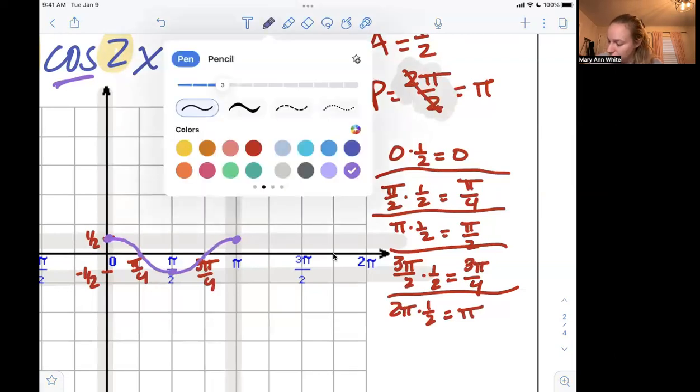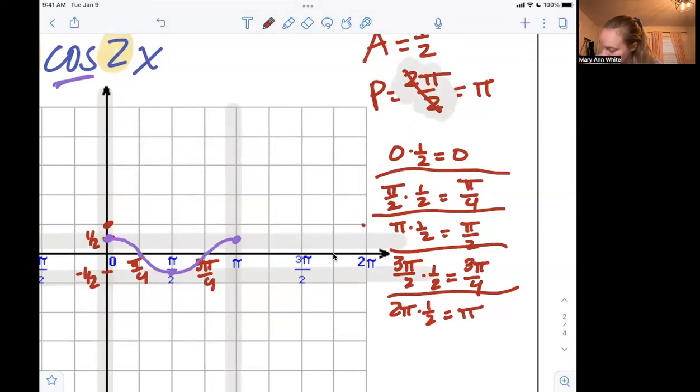My normal cosine graph would look something like this. So see how from my original red graph, my purple graph shrunk both vertically and horizontally. So it's shrinking all over the place.